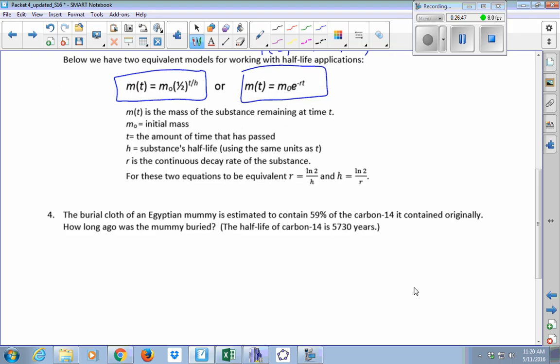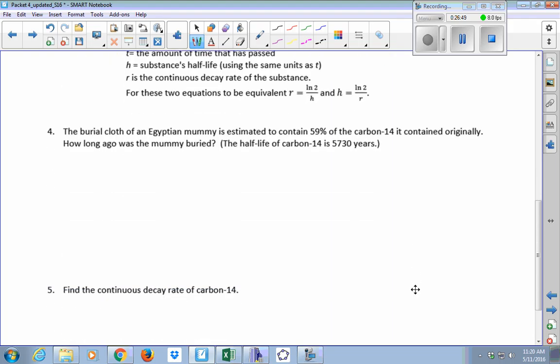So if we were looking at this example, a burial cloth of an Egyptian mummy is estimated to contain 59% of its original carbon-14. How many years old or how long has it been since the mummy was buried? Okay.